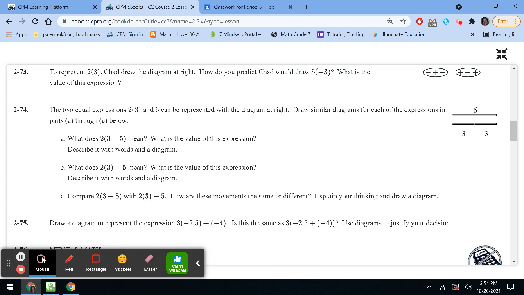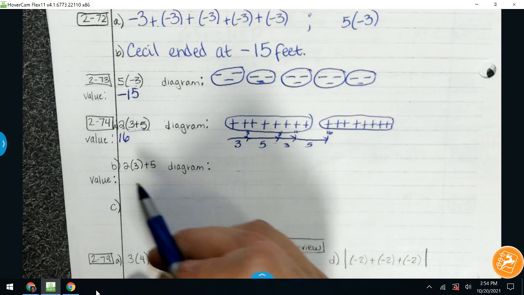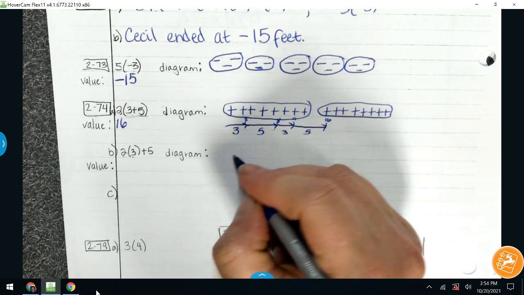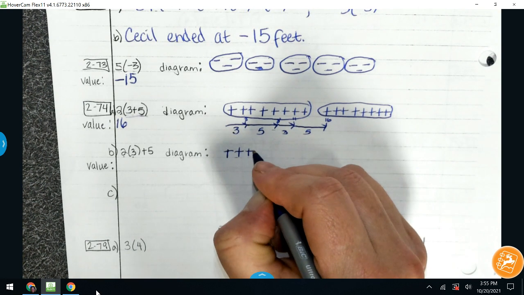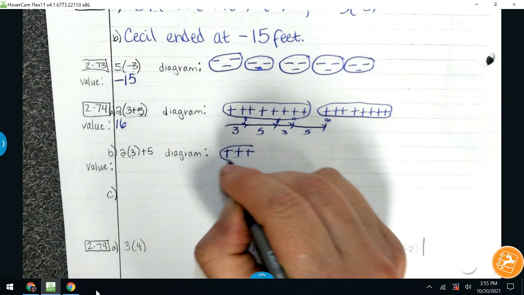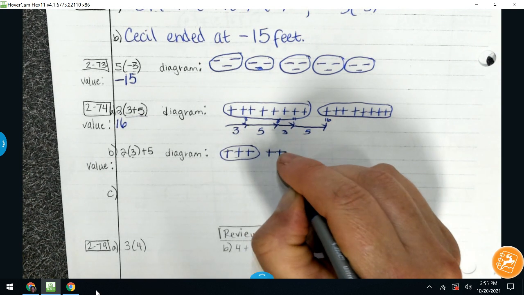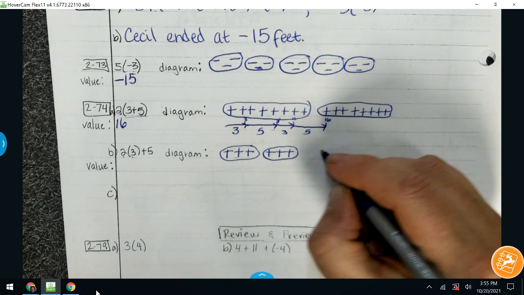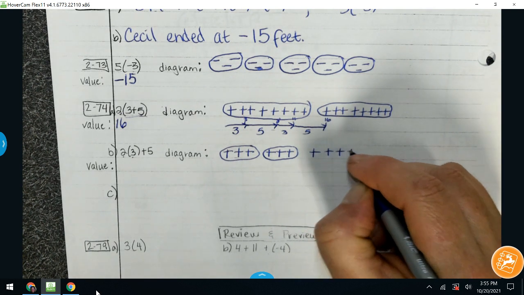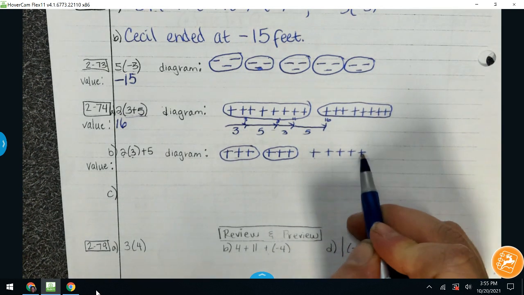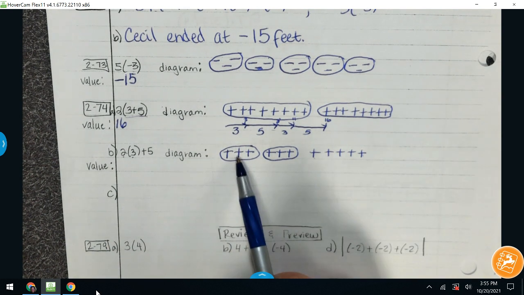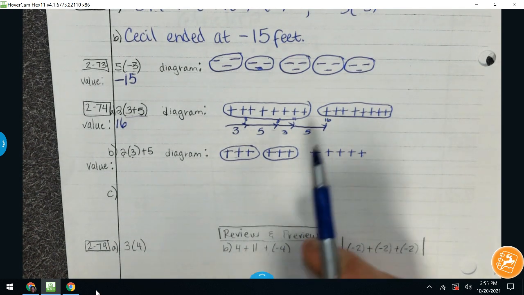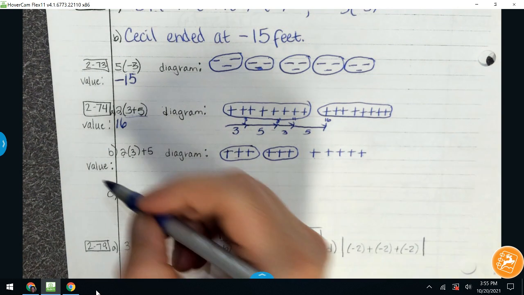Hopefully it'll be okay. So what does 2 groups of 3, plus 5 mean? What's the value of this expression? So we're going to do that on our paper as well. So I see on this I have 2 groups of 3. So 1, 2, 3, there's my first group. 1, 2, 3, there's my second group. And then I'm going to add 5. 1, 2, 3, 4, 5. So the value of this is going to be 3, 6, 7, 8, 9, 10, 11, which is what I see.